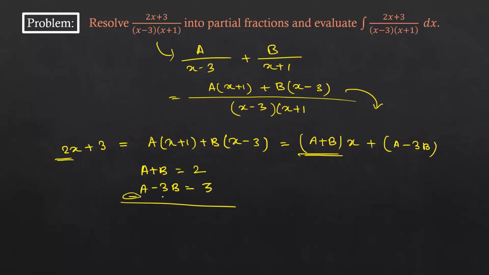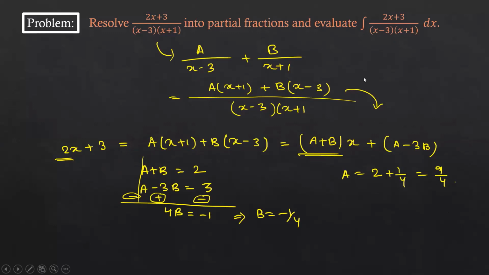Just solve that problem. Take the elimination process. What do you get? Subtracting, you have 4B equal to minus 1. That means B is equal to minus 1 by 4. Then what is the value of A? We have A minus 3B here, and the value of A will be 2 minus of minus 1 by 4, that means 2 plus 1 by 4, 9 by 4. Is that correct?